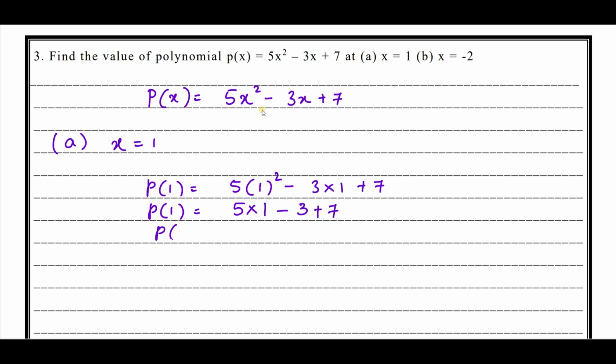Now just replace x by 5 ones are 5. 5 minus 3 is 2. 2 plus 7. Now p of 1 is what? 9. In the same way you should find out at x equals 2.